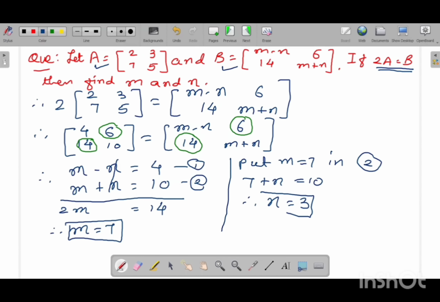Now if you want, you can put these values in the first equation. 7 minus 3 is equal to 4. It is correct. That means your calculation is correct. After doing this sum, you can get the confidence that yes, you can solve this kind of sums. Let's do one more sum for practice.